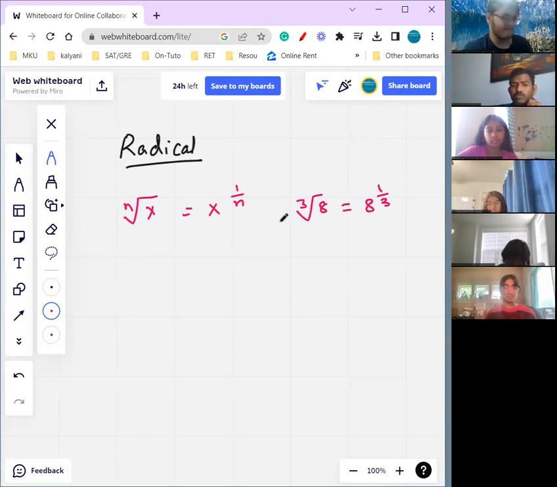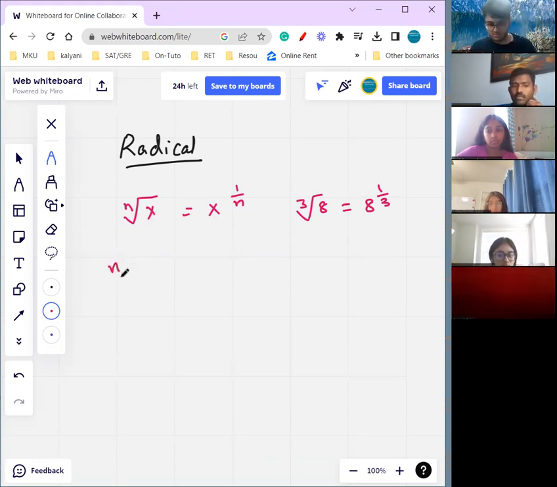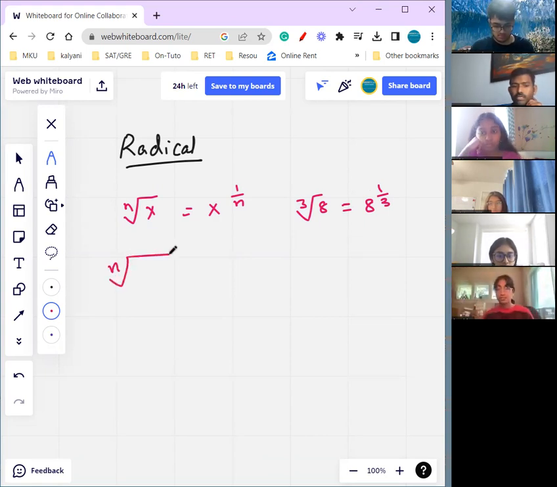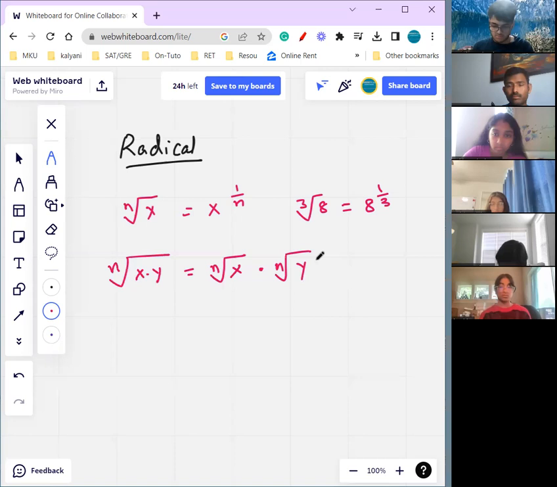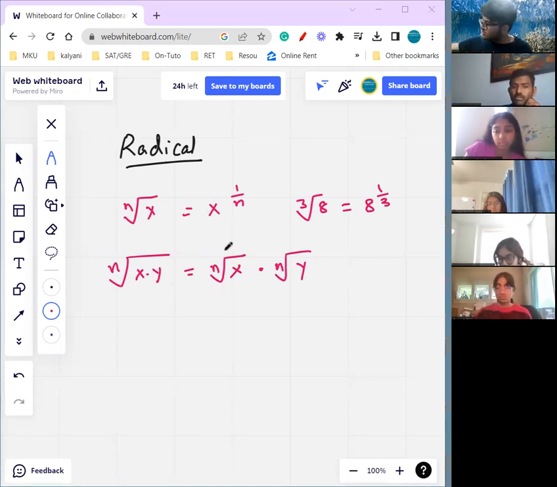So this is the cube root, basically the nth root. In radicals, there is another important rule you need to remember, which is the product rule. The product rule says if I have the nth root of x times y, I can write this as the nth radical of x and also the nth radical of y. So whatever you have inside the radical, you can distribute the root to both of the inside terms.